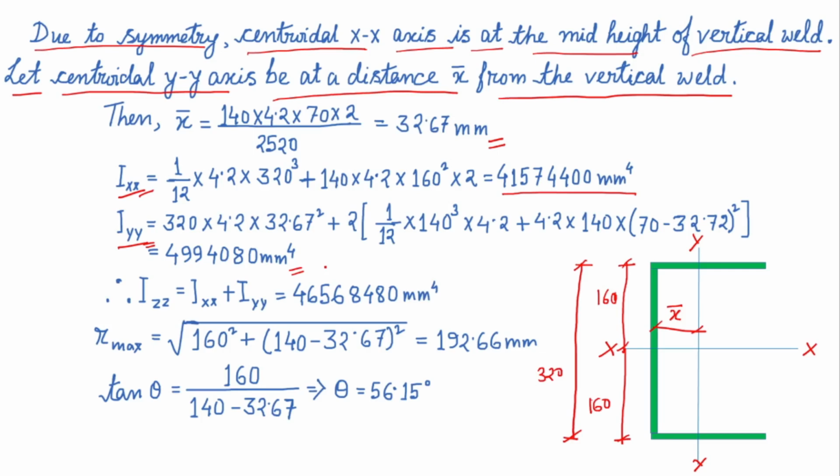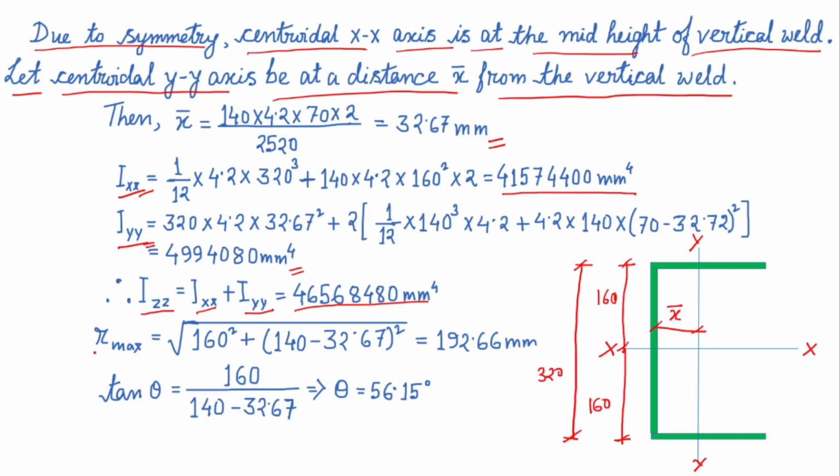Next we have calculated the second moment of inertia, IZZ, or sometimes it is called the polar moment of inertia also. It is the summation of the moment of inertia about the x-axis as well as the moment of inertia about the y-axis, and after summation I shall get 46568480 mm to the power 4.